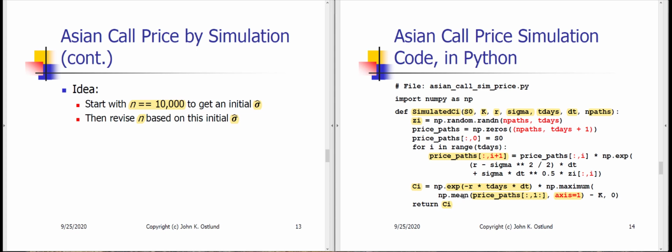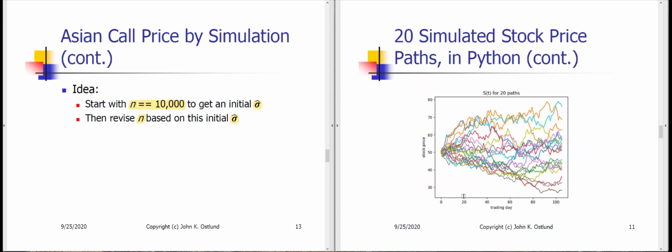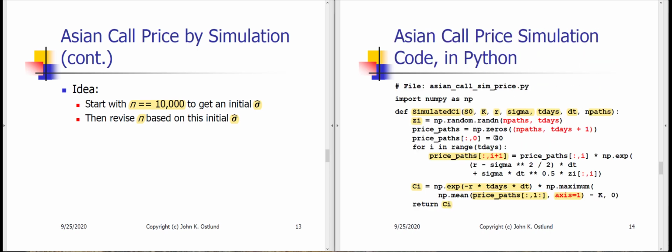And then this code does the same thing that we did for simulating the paths, except instead of displaying an image of the simulated paths, we take each one of the average stock prices for the paths and compute and return a vector of these call prices.